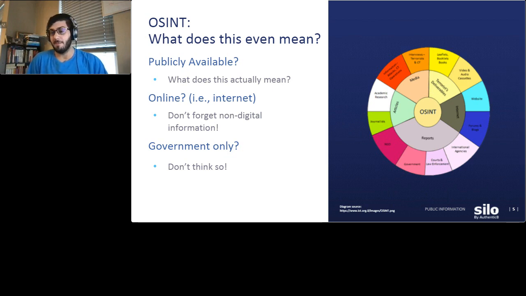OSINT does cover both digital and non-digital items. Think newspapers and magazines in the physical world, as well as online news sources, forums, pay sites in the digital world. A lot of times people think, oh, OSINT, that must be government, or that's the spooky government. But in reality, many of you are already probably using OSINT, even if you don't know it.